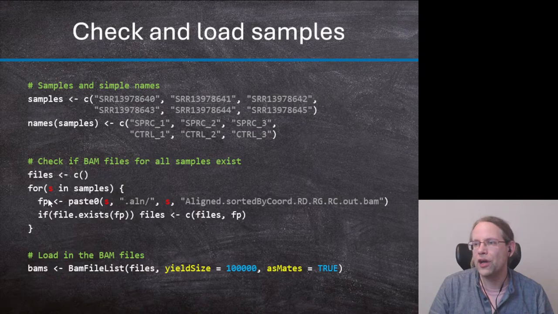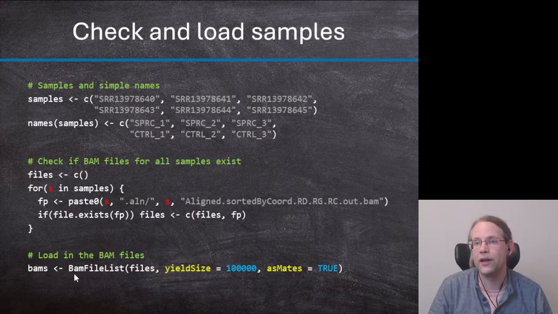And then once I have the file name, I'm going to check if this file really exists on the hard drive. And if it does, then I'm going to add this to my files vector. So I'm just going to take the files vector that I had, add the file pointer to it, and then store it again in the files. All right, so after I've done this, then I now have a list of all of the BAM files that were correctly aligned. And then I can just make a BAM file list.